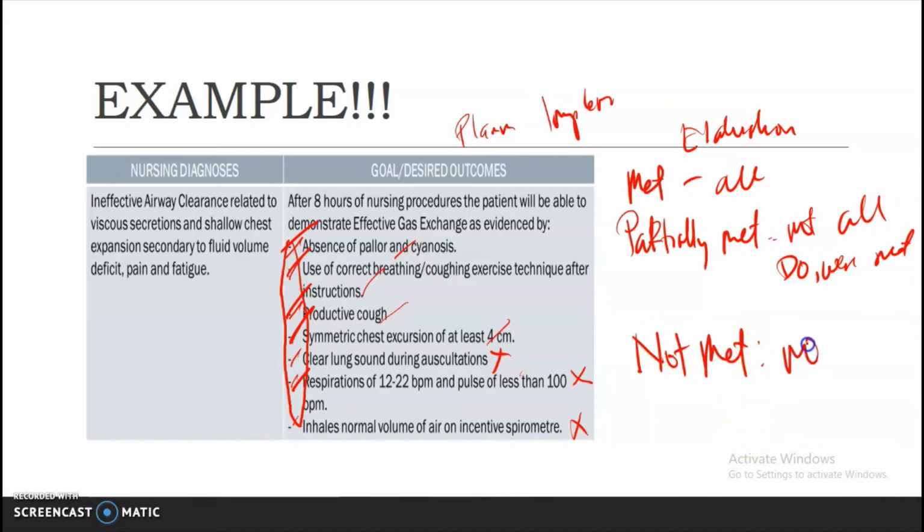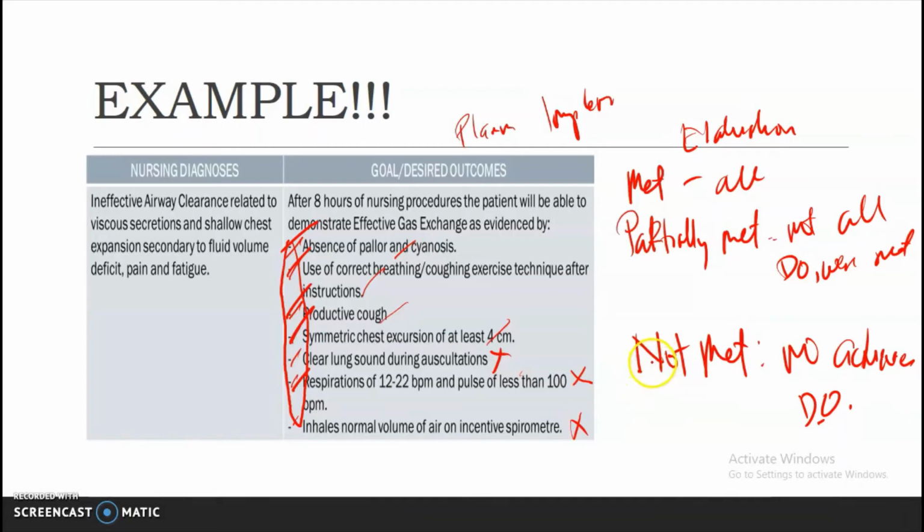Okay? No desired outcome achieved. Wala kang na-achieve na desired outcome. So, pag lahat na-achieve mo, met. Some are not met, or some were able to achieve and some desired outcomes were not able to achieve, partially met. And not met naman po kapag walang na-achieve na desired outcome. Okay? Sana po maliwanag sa atin yan.